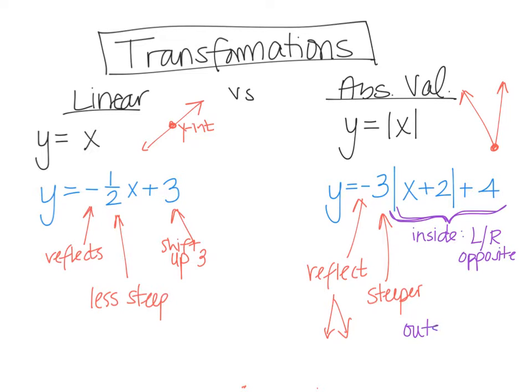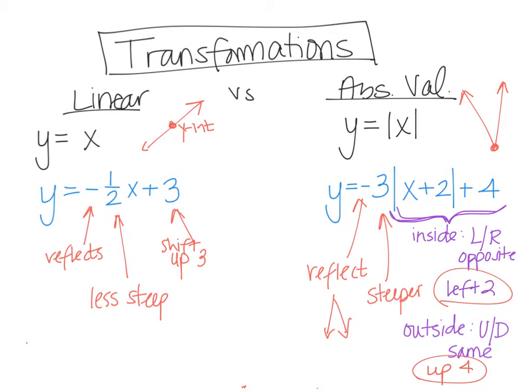And then outside, nod your head up and down, like you're agreeing to something. If you think about that, that means you're either moving up or down. And if you're agreeing, it's the same. So what I mean by that is this +2 is opposite of what I think. So instead of plus 2, that really means I'm going to move left 2. And then my plus 4, it's the same, so that's going to be up 4. That's how the transformations work.